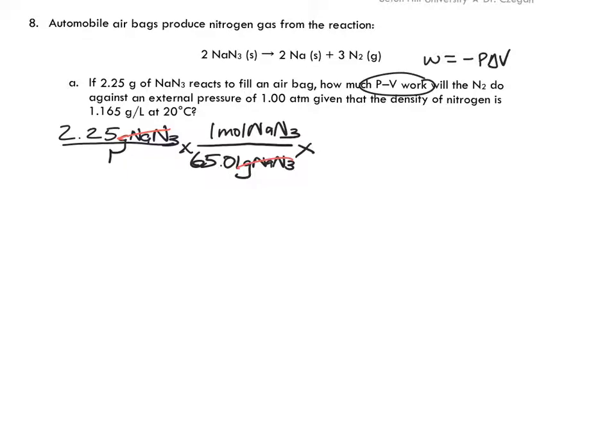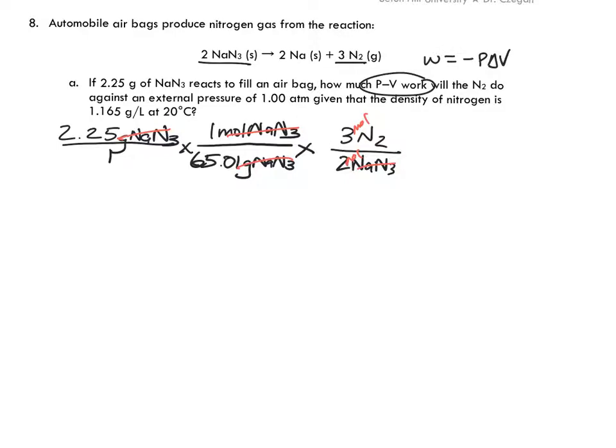So from the balanced chemical equation, we know there's 3N2 for 2NaN3. So we want the 2NaN3 on the bottom, because that's what we're trying to get rid of, and we want the 3N2 on the top. Oops, I forgot moles in here, so this should have been moles. Okay, so 3 moles of N2 over 2 moles of NaN3, that's going to cancel out. Now we're in moles of N2.